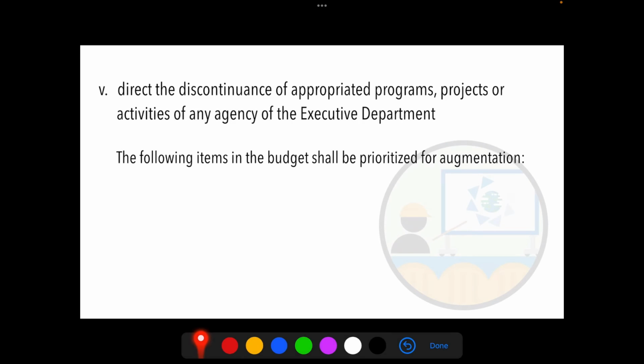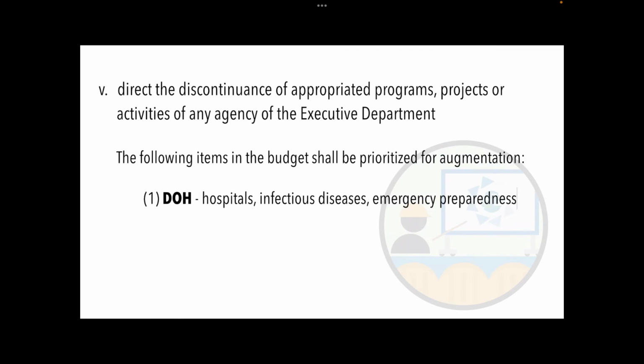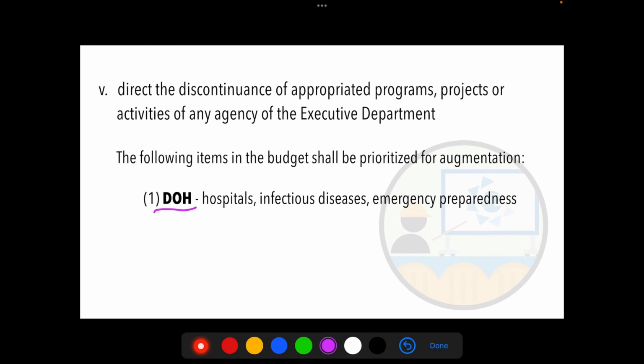And also, the following items in the budget shall be prioritized for augmentation. So we have first under the Department of Health. So first, for the Department of Health, it includes the operational budgets of government hospitals, primarily, of course, those identified for the treatment of COVID-19, and also the prevention and control of other infectious diseases, and the emergency preparedness and response, and also the quick response fund.